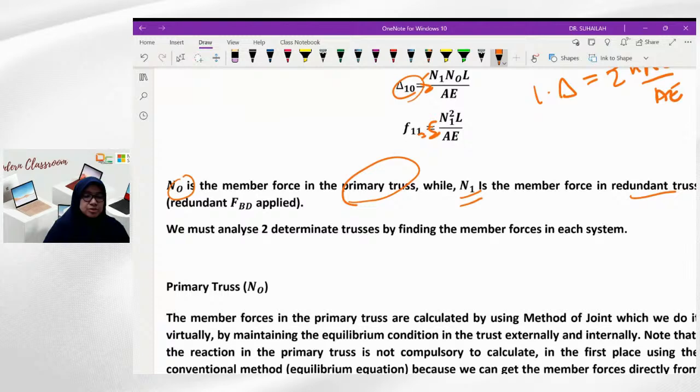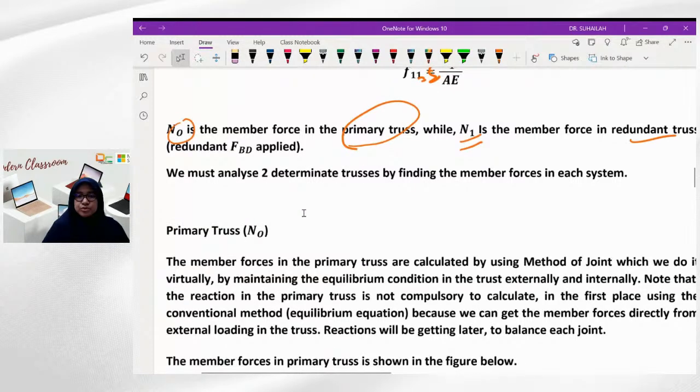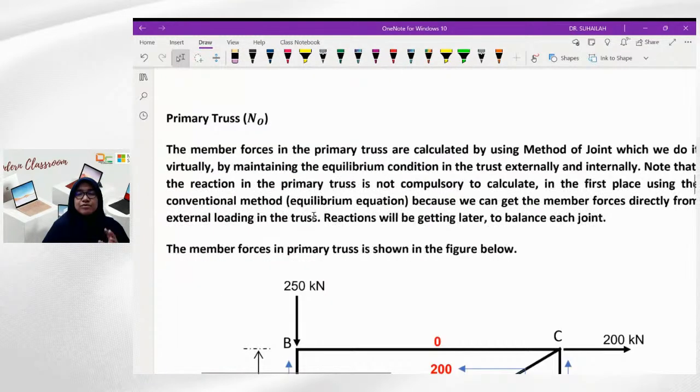Okay, so what we need to do after this, we have to analyze two systems. Number one is called the primary truss. Number two, we will analyze the redundant FBD applied. Okay, so the member forces in the primary truss are calculated using the method of joints.